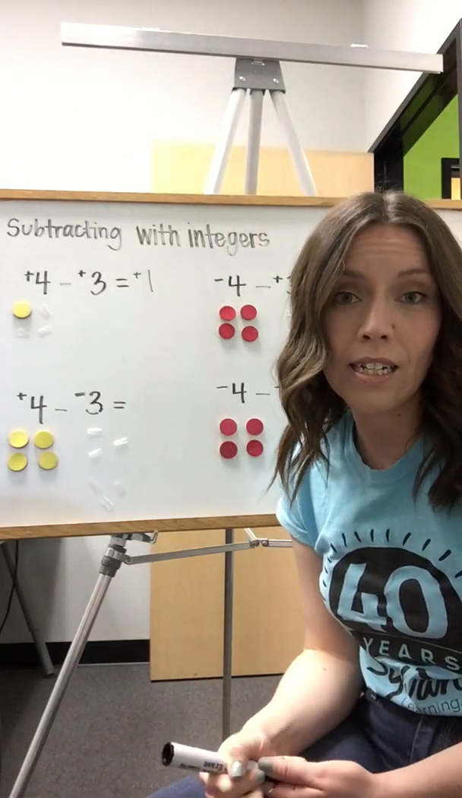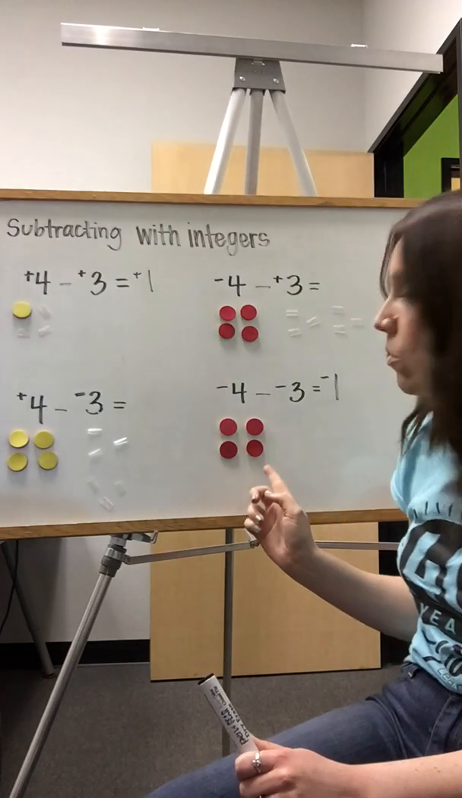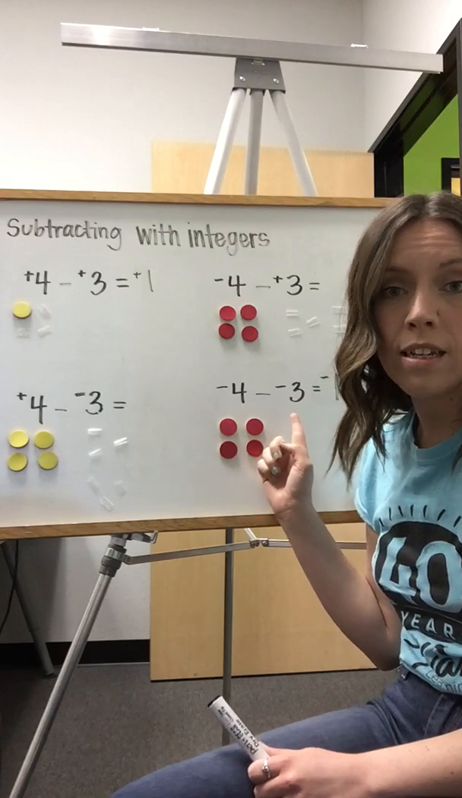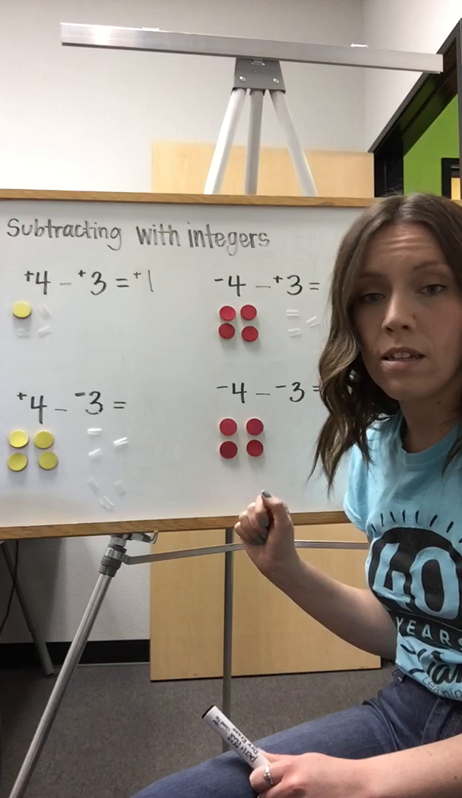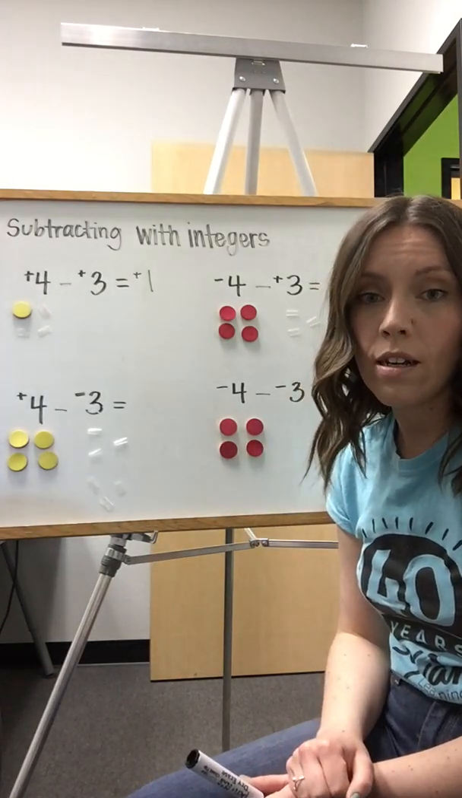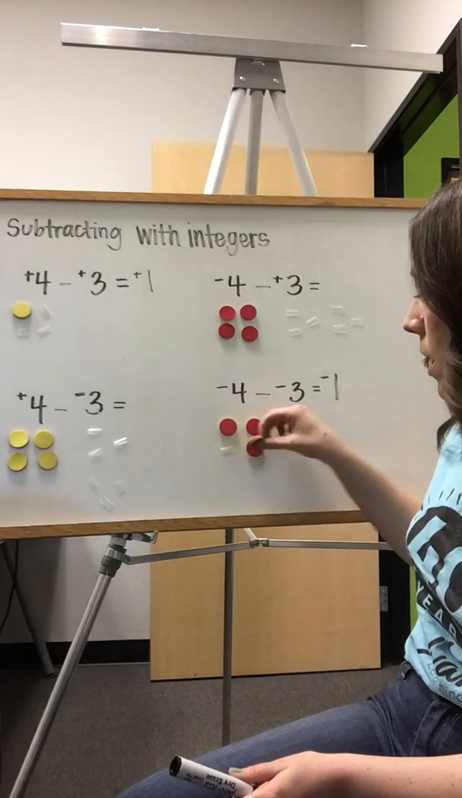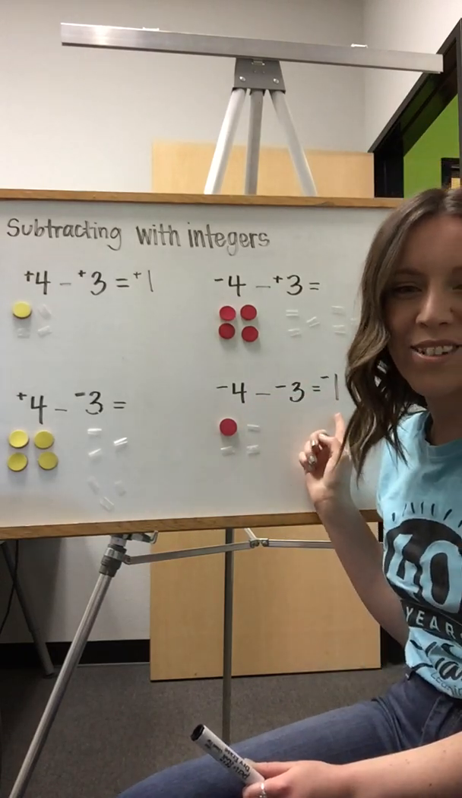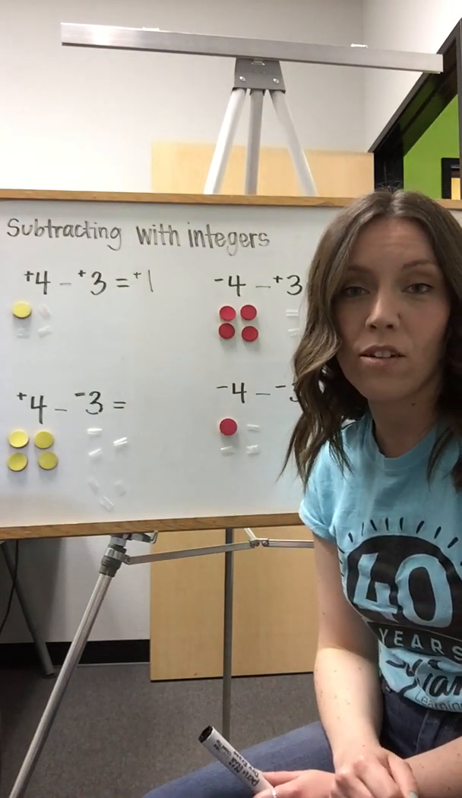Now let's look at an example that's similar but has some negative values. So right here I have a negative 4 minus negative 3, or negative 4, and I'm taking away negative 3. So I have 4 red circles here to represent my negative 4, and similarly I'll just take away negative 3. So 3 red circles. In this case, you can see I've written the answer already. Negative 1, or this 1 red circle, would be our answer.